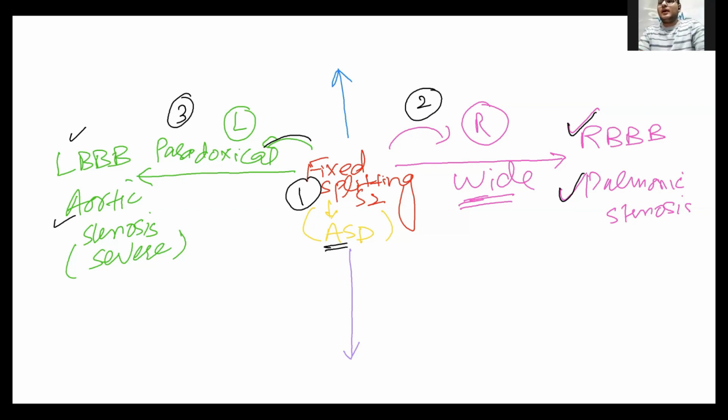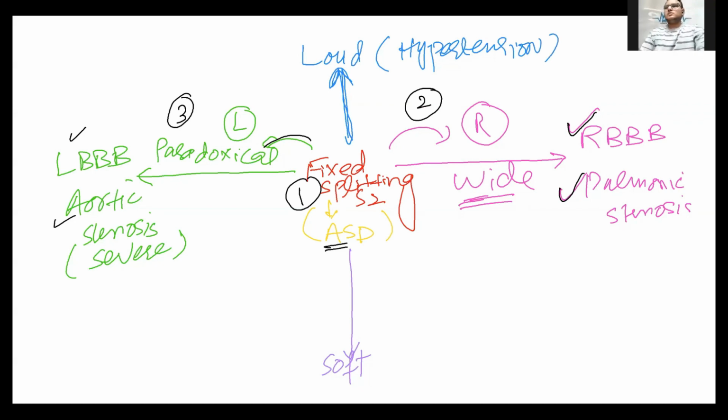Next, you will see in the diagram, I have made this up. Up means high, and high means loud. So what will be the cause of the loud S2? And what will be the cause of the soft S2? In the upper part there is a loud S2, in the lower part there is a soft S2. So what are the causes of the loud S2? Loud S2, hypertension. Okay, hypertension. And what are the causes of soft S2? That is mild aortic stenosis. Mild aortic stenosis.